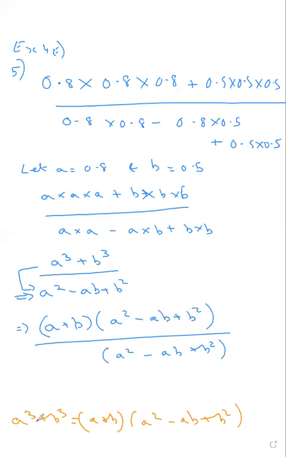There are two identities for A cube plus B cubed. This one, and the earlier one, the A plus B the whole thing cubed one. So now when we see this, what happens? This and this get cancelled. So what are we left with? A plus B, which is nothing but 0.8 plus 0.5, which is 1.3.